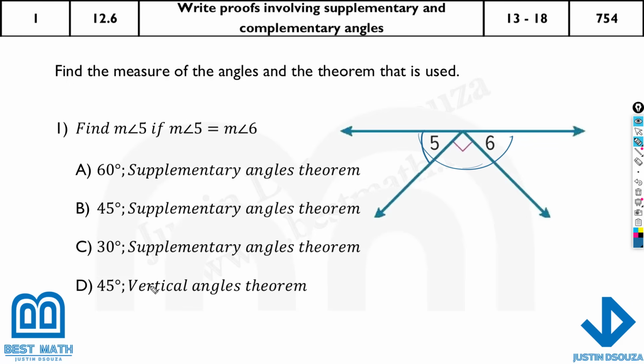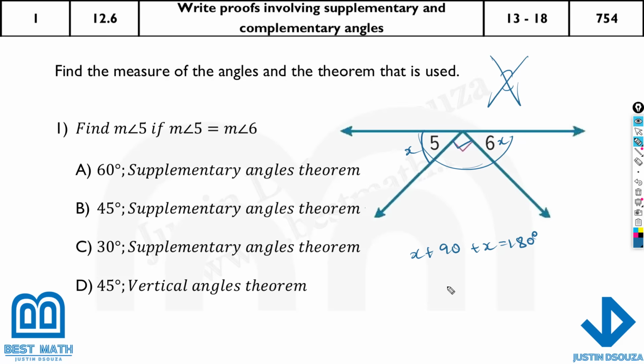We can easily understand it's not vertical. Vertical angles is opposite angles. Not that. It is supplementary angle theorem, but what's the angle exactly? This is 90 and these both are equal. So if I consider this as x and x, so it's just going to be x plus 90 plus x, that is equal to 180 degrees.